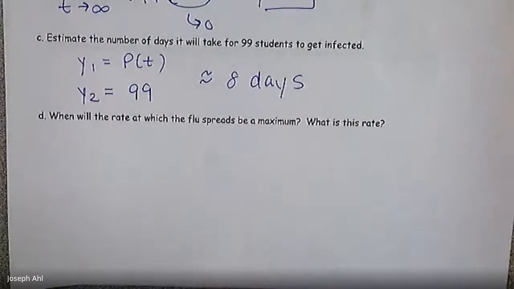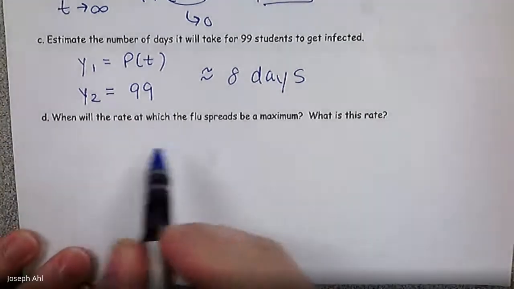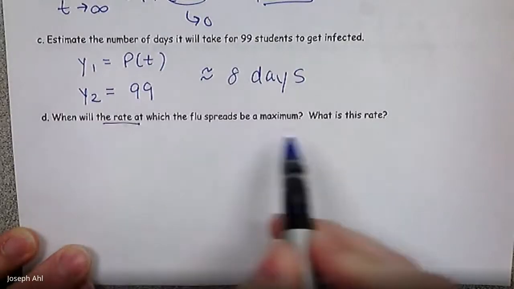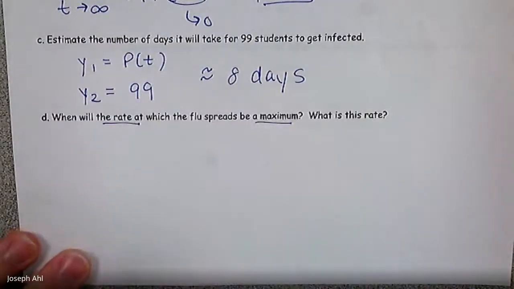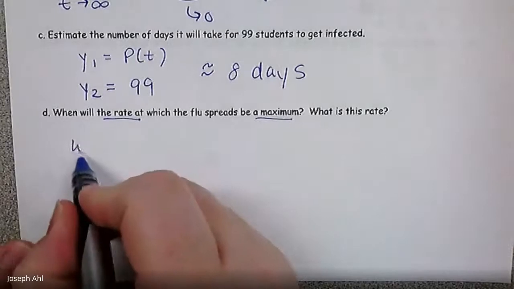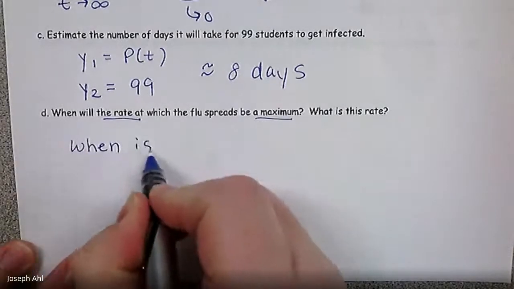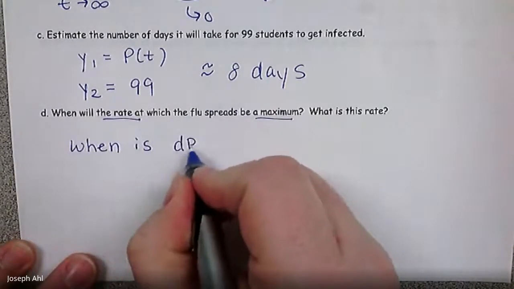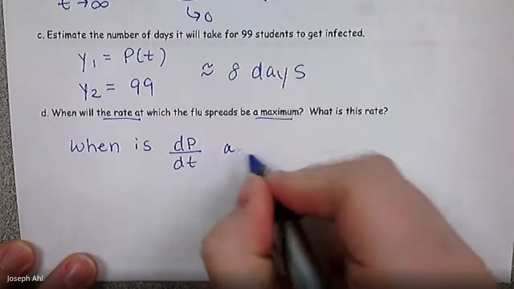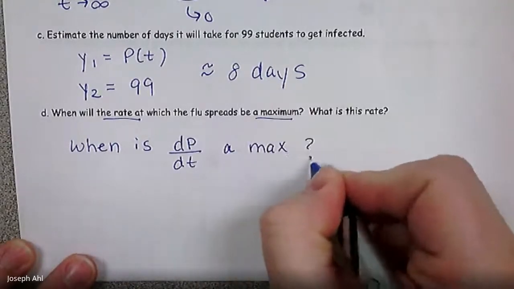And then finally, the last piece of this, it says, when will the rate at which the flu spreads be a maximum? And what is this rate? Okay, we want to know when the rate will be at a max. So when is the rate, which in this case would be dP/dt, at a max?